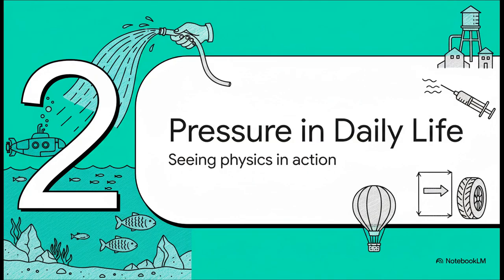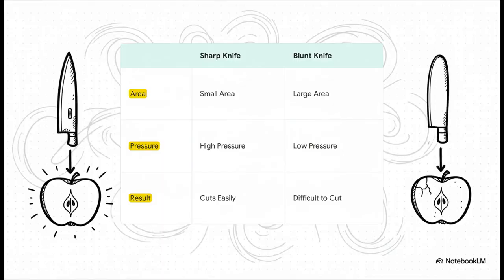All right, enough with the theory for a second. Let's look at pressure in everyday life. This is where all those concepts and formulas suddenly click and start to make sense. So, let's go back to our apple cutting mystery. The sharp knife has a teeny tiny area of contact at its edge, so all the force you're applying gets concentrated right there, creating this massive pressure that slices right through. The blunt knife has a much larger area, so that same force gets spread out, the pressure is way lower, and, well, you just end up with a bruised apple.